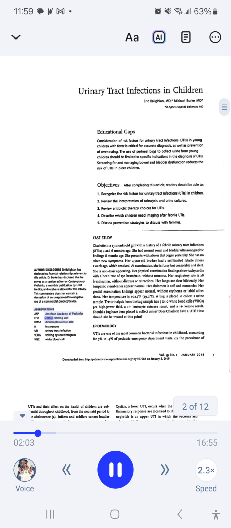Abbreviations: AAP, American Academy of Pediatrics; CFU, colony-forming unit; DMSA, dimercaptosuccinic acid; UTI, urinary tract infection; IV, intravenous; VCUG, voiding cystourethrogram; WBC, white blood cell.